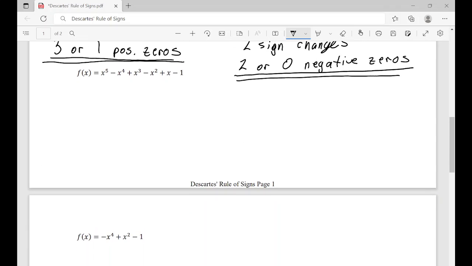Now we're going to do it again for this one. Got a whole bunch going on, so again, positive zeros, so it's going to be positive, negative, positive, negative, positive, negative, so 1, 2, 3, 4, 5. 5 sign changes, so it means we could have 5 or 3 or 1 positive zeros.